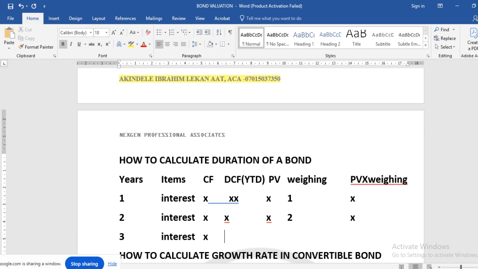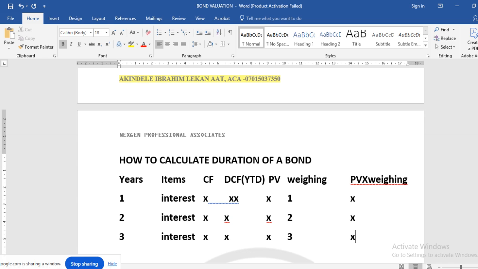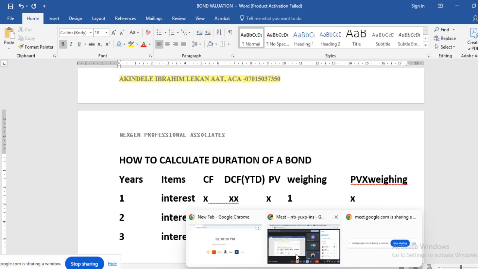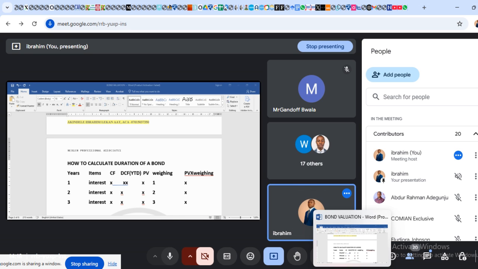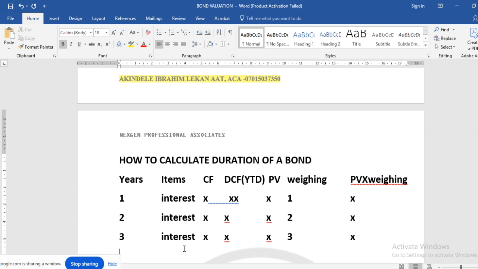The yield to maturity, when you do your DCF, what do you have? Maybe you have this. Then when you multiply, you have this. Then 3rd year, you put 3, then you have this. Don't forget that it is assumed to be 4 years, right? So at the last year, you will still pay interest and principal and redemption. You can call it interest and redemption, right? Don't forget that the redemption or the nominal value or the par value may be 100 or 1,000.